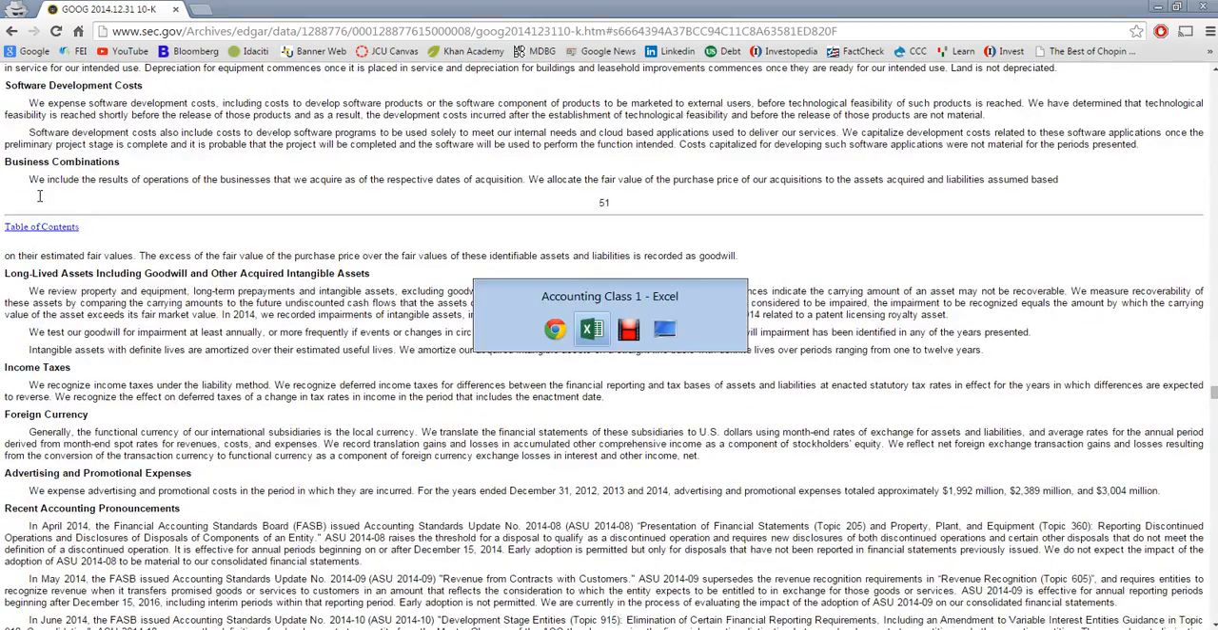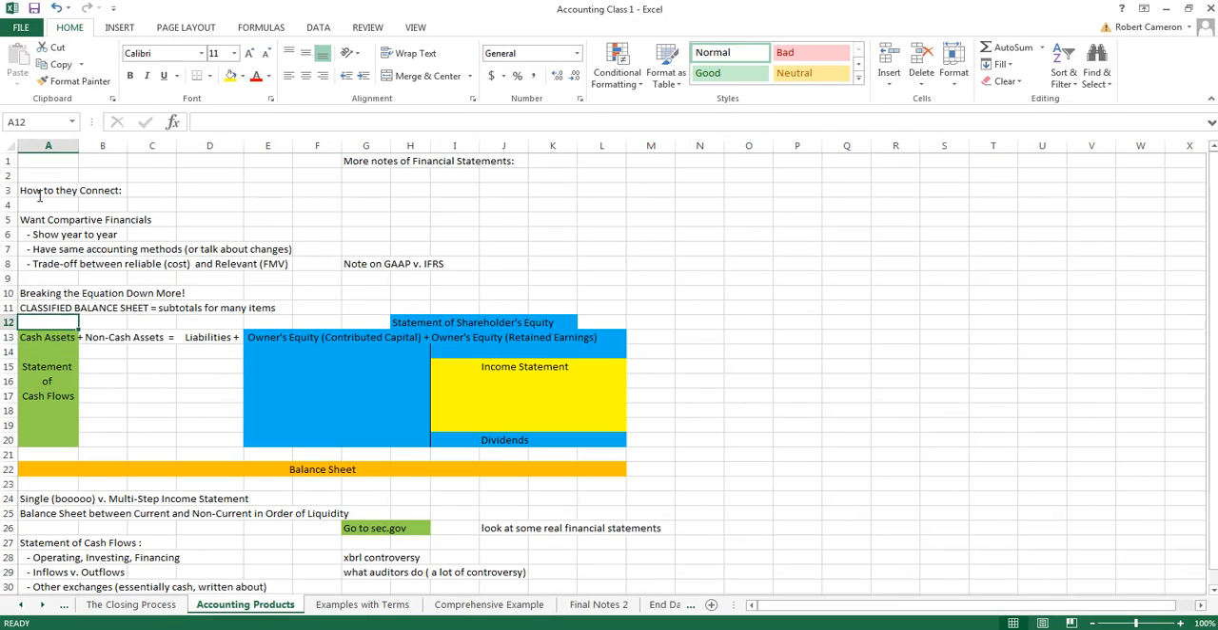But anyway, back to my little Excel spreadsheet. You can see what I'm talking about. This is the accounting equation. I broke assets up into cash and non-cash. Assets equal liabilities plus owner's equity, which is contributed capital and then retained earnings. So owner's equity can be from contributed capital, or it can be from retained earnings.